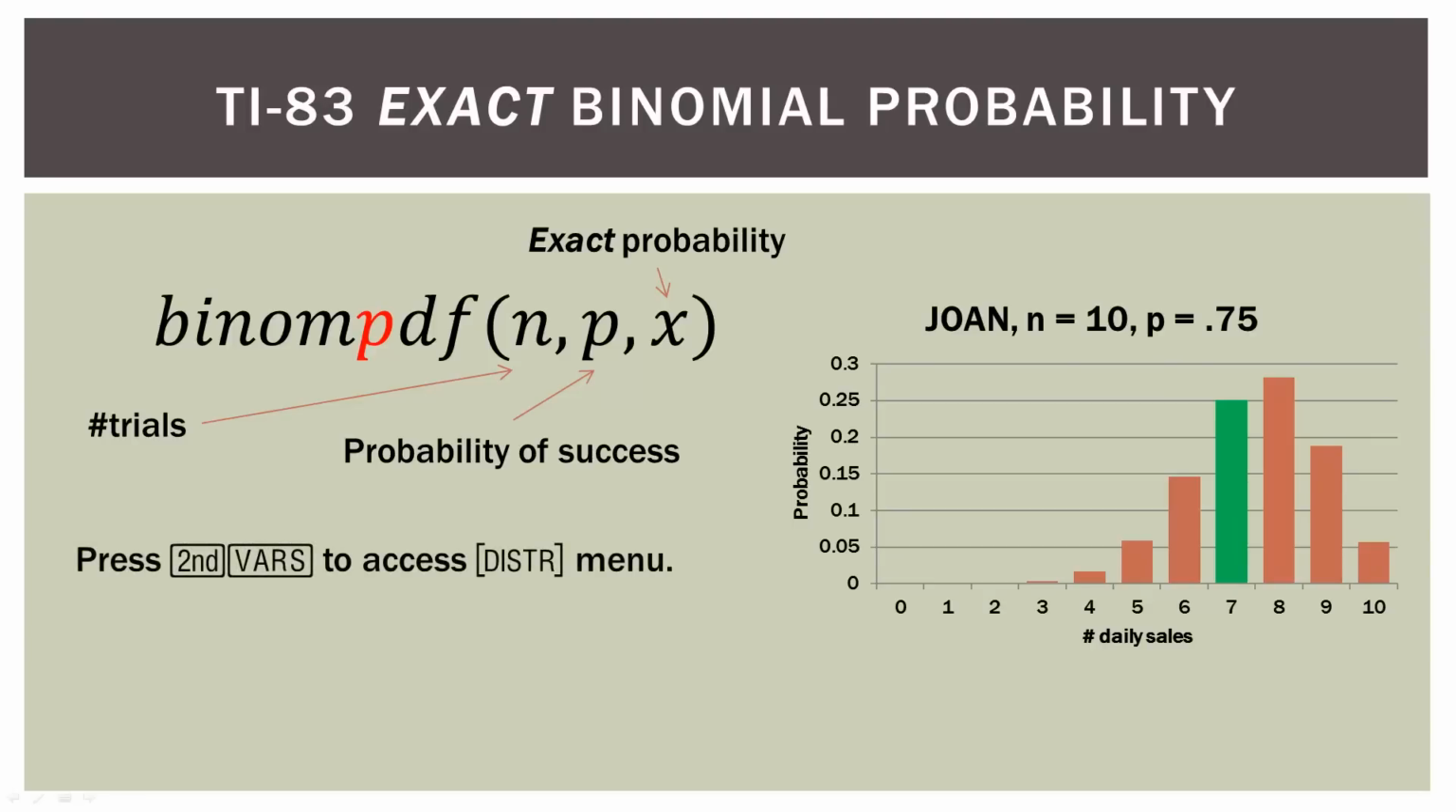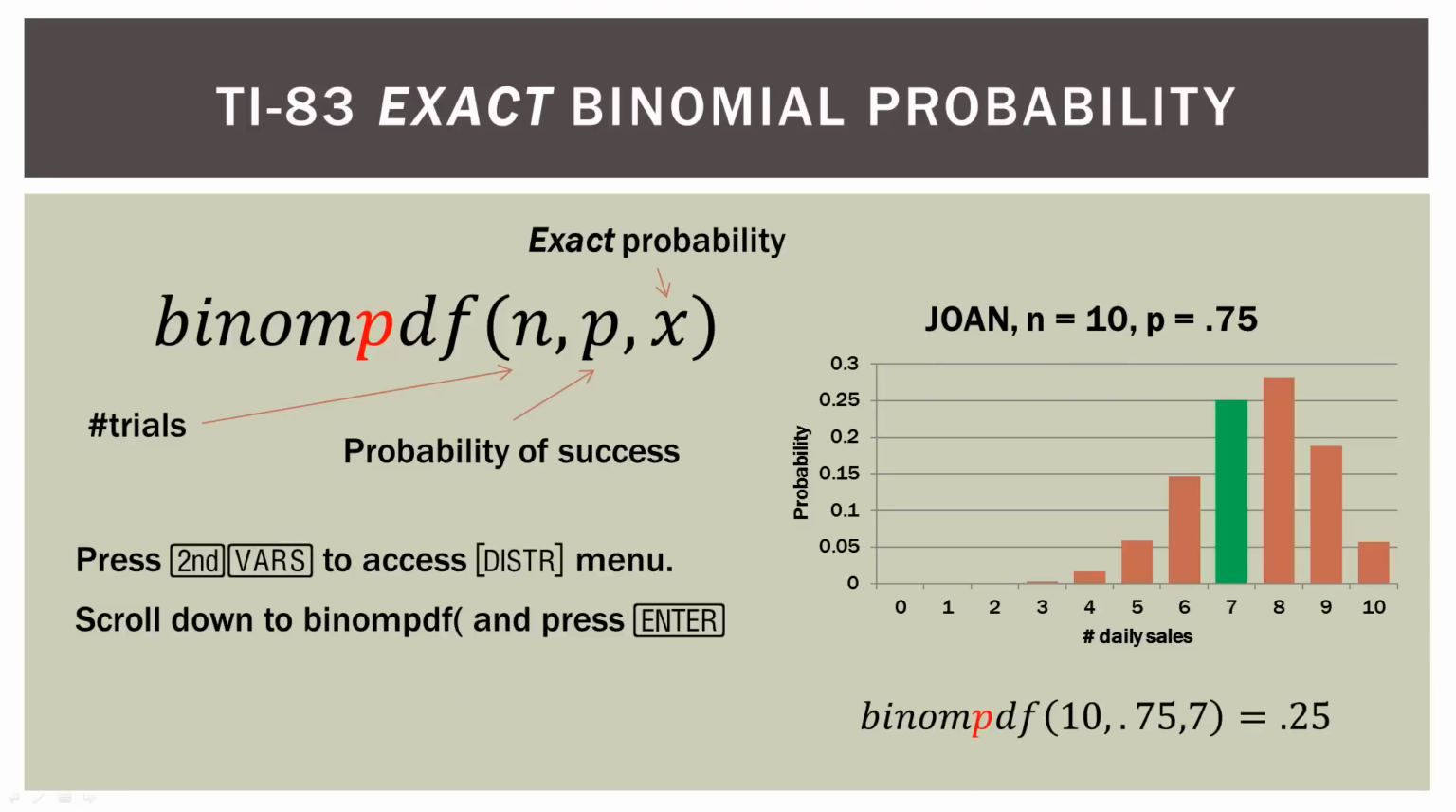Okay? So you press the second button and then the VARs button to access the distribution menu. You'll scroll down and you'll find BINOMPDF, and you press Enter. And then we would go ahead and enter our data. So I went ahead and used the data on this graph. So in this case, our N was 10, our P was 0.75, and the exact probability we want was 7. So we input that into the calculator, and we hit Enter, and we get 0.25.